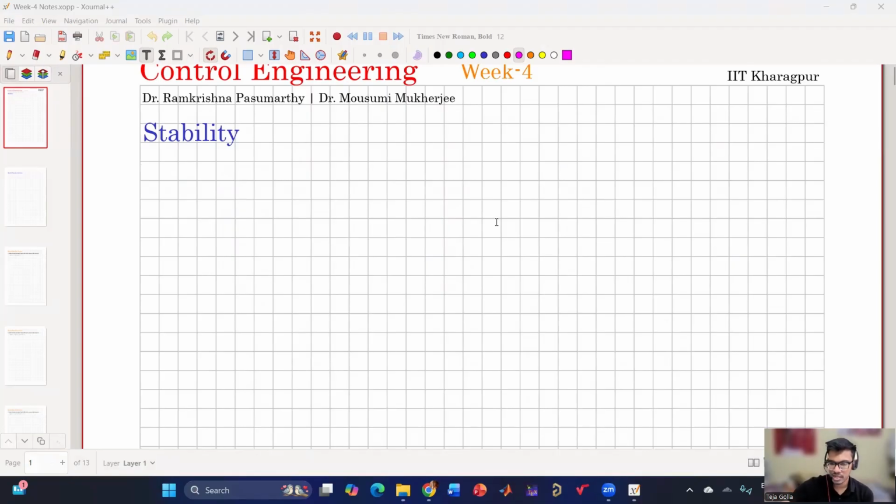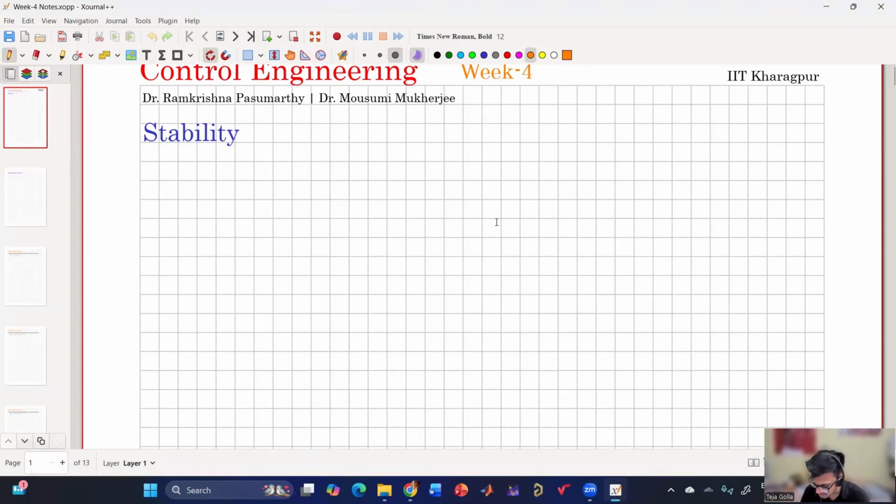I hope you can see my screen. So today's point of discussion will be stability. First, we'll discuss stability, then we'll discuss Routh Hurwitz criteria, and then we'll also discuss one important concept called sensitivity. So starting with stability.